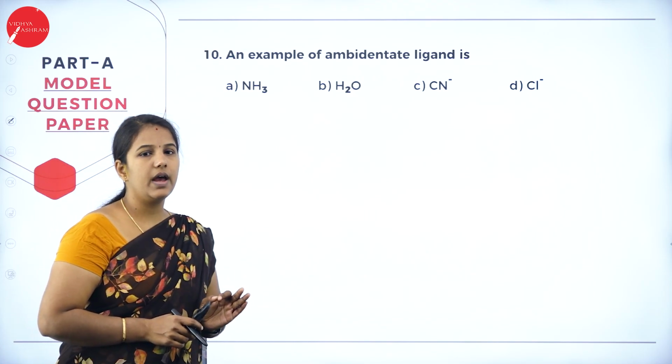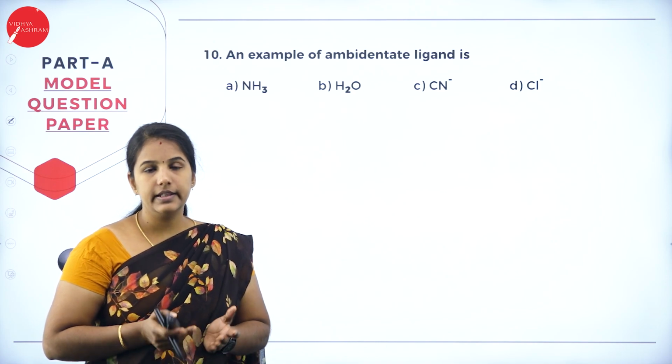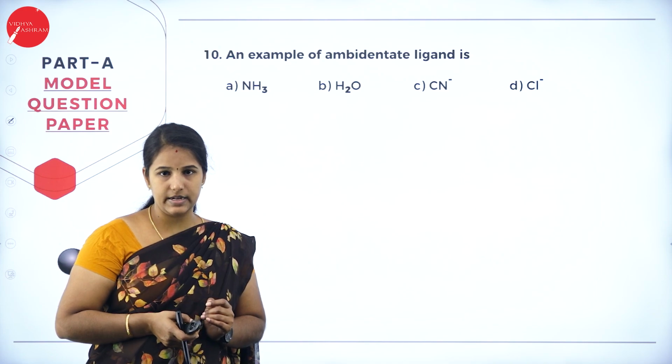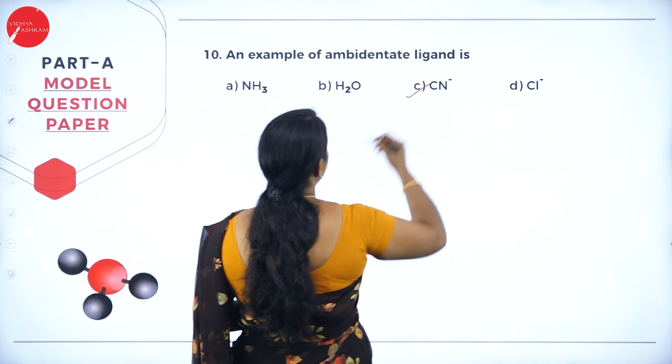So, already we have learned what is meant by an ambidentate ligand. The ligand which can ligate to a central metal atom through either of two donor atoms. Correct? So, those ligands are nothing but the cyanide ligand.